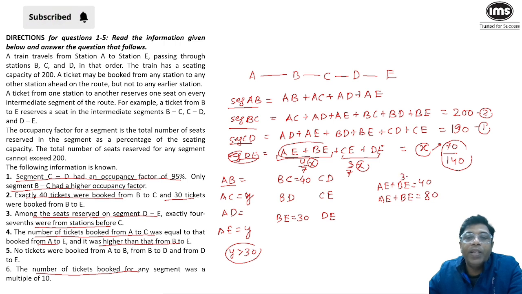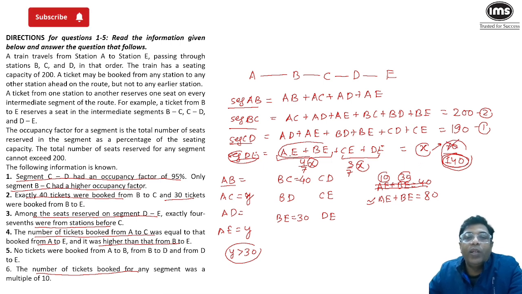Now if you have taken BE as 30, in this one AE will become 10. Now Y cannot be 10. Why? Because Y has to be greater than 30. So you can say this case is eliminated and we have to go with this case. So now you can say number of reserved seats in segment D has to be 140.